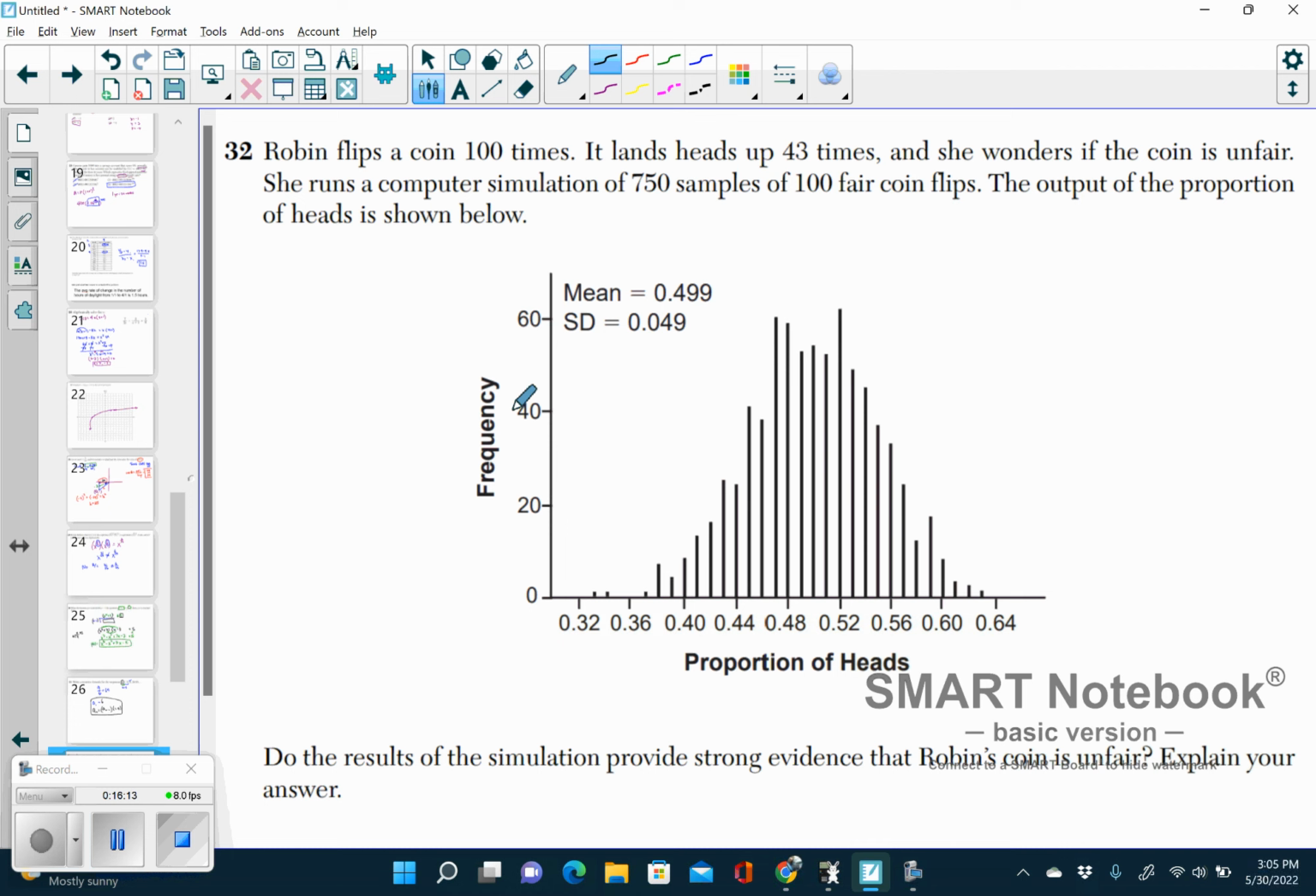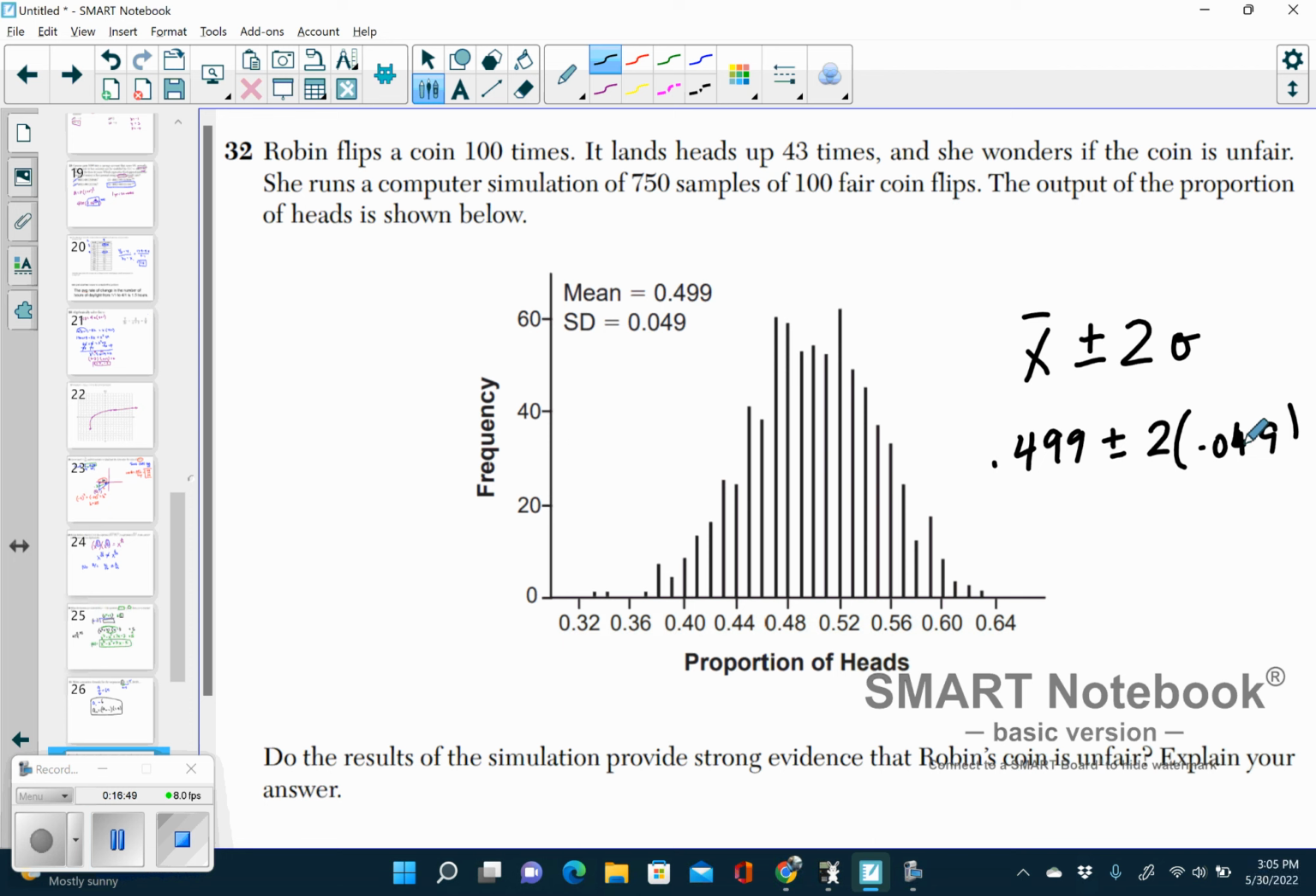Question 32. So do the results of this simulation provide enough evidence? So this is very similar to what we did with the 95%. So it says strong evidence is like 95%. So to do that, you'll have to do mean plus or minus 2 times the standard deviation. See, there's 2 questions like this. So let's do that. So the mean is 0.499 plus or minus 2 times our standard deviation, which in this case is 0.049.